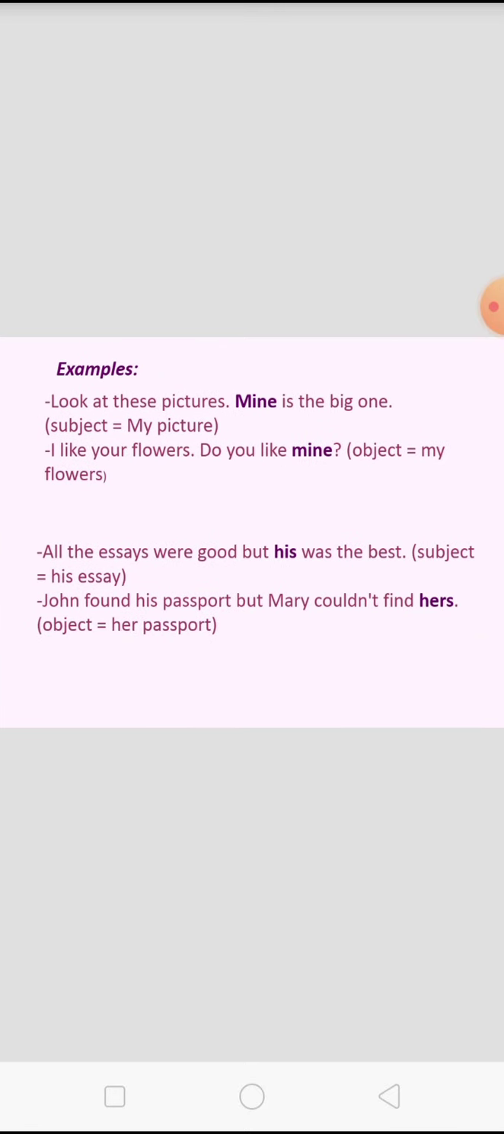Example sentences: I look at this picture. Mine is the big one. Here the subject is my picture. I like your flowers. Do you like mine? Here the object is my flowers. All the essays were good, but his was the best. Here the subject is his essay. John found his passport, but Mary couldn't find hers. Here the object is her passport.